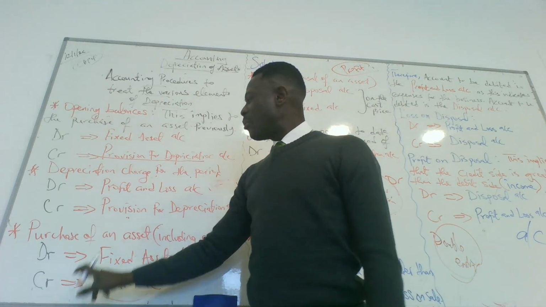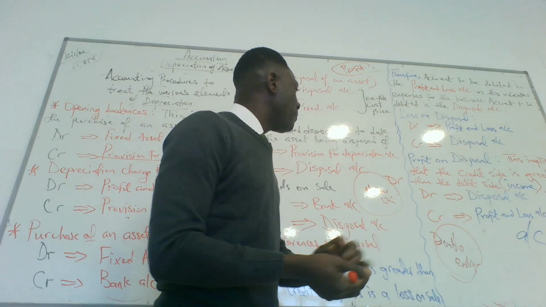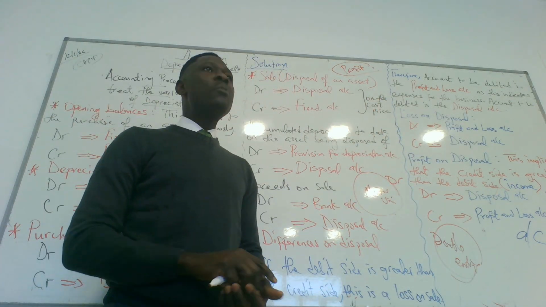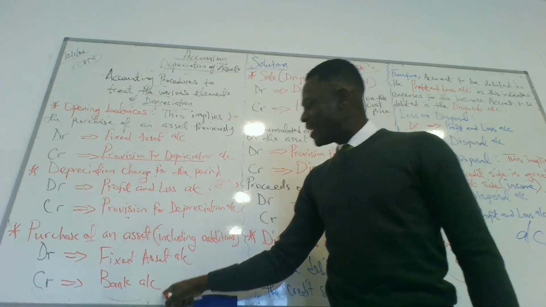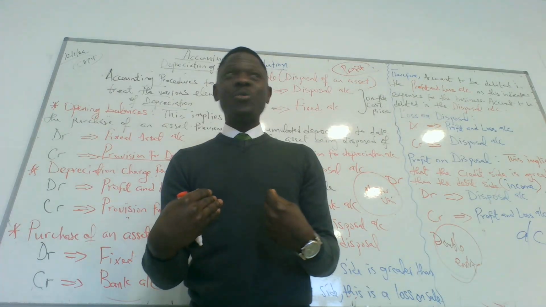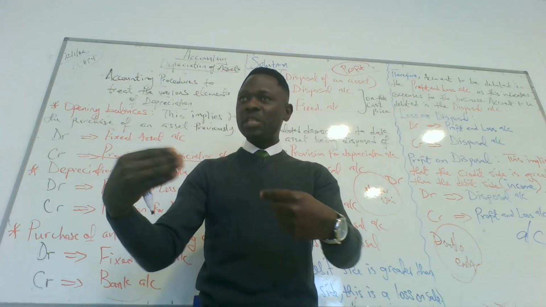That is done. Now, when we purchase an asset, we are buying an asset now. We have motor van before now. We are buying additional motor van. So when we buy additional motor van, we debit motor van account. We credit bank account. We just bought it. When we buy it, we're not going to charge depreciation immediately. We're going to start charging depreciation after using it.